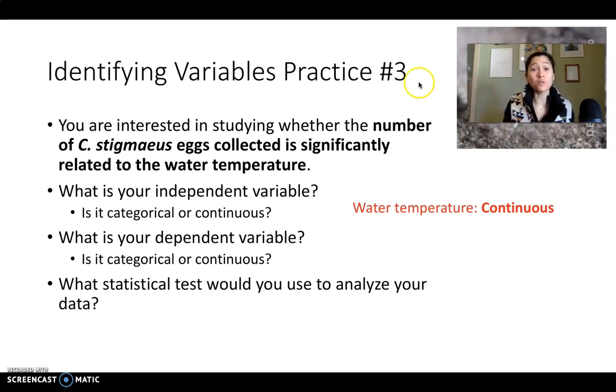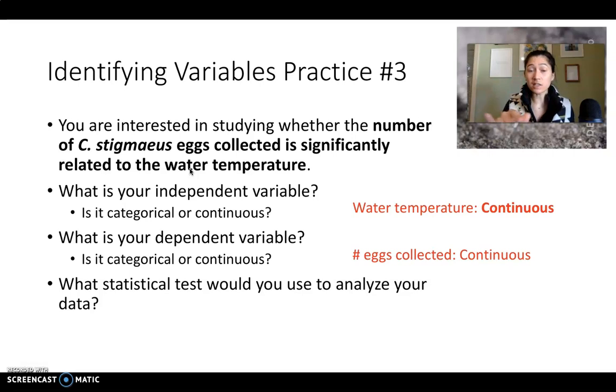So in this case, because of the way the research question is stated, our independent variable is water temperature, and it's considered continuous. What about for our dependent variable? That is also the same that it has been for the previous two examples. We're still looking at the number of eggs collected, and that is also still considered a continuous variable. Okay, so what about the statistical test we would want to use?